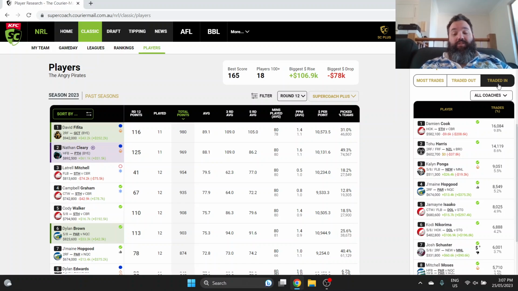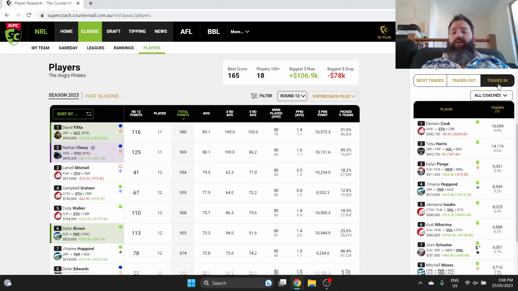Tohu Harris is number two on the list, so dual position, solid base, big minutes. Absolutely. If you haven't got him in, you could have him and hold him for the rest of the season. A bit like Damien Cook, he will play the round 19 bye as well, so a really handy option.